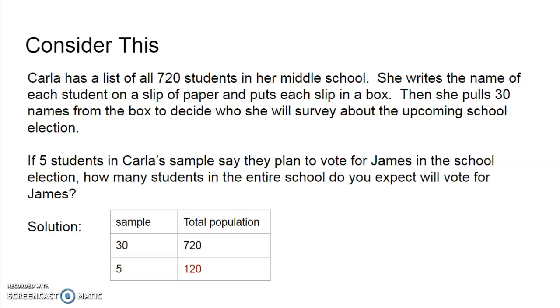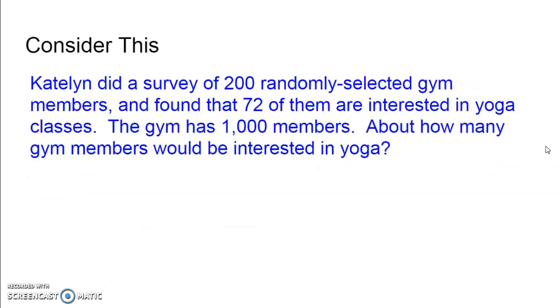Now remember, this is always an approximation. It's never going to be exact. But if Carla truly did have a random sample, then her answer is probably pretty close to accurate. All right, let's take a look at this one. Caitlin did a survey of 200 randomly selected gym members and found that 72 of them are interested in yoga classes.